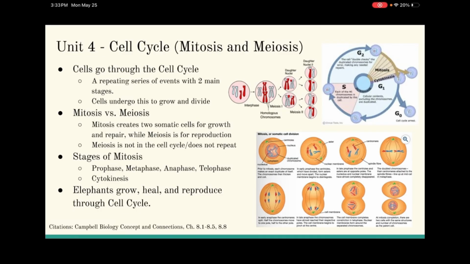Unit 4, cell cycle, mitosis and meiosis. Cells go through the cell cycle. The cell cycle is a repeating series of events that cells go through for growth, function, and division.